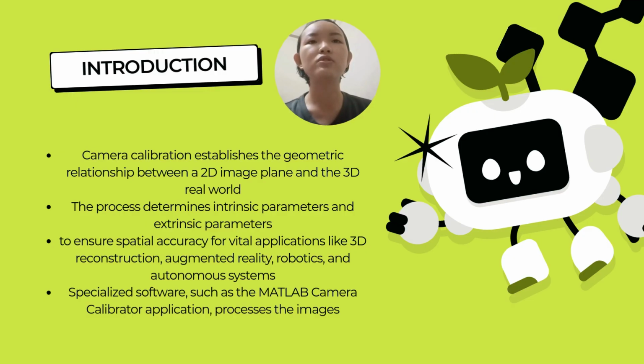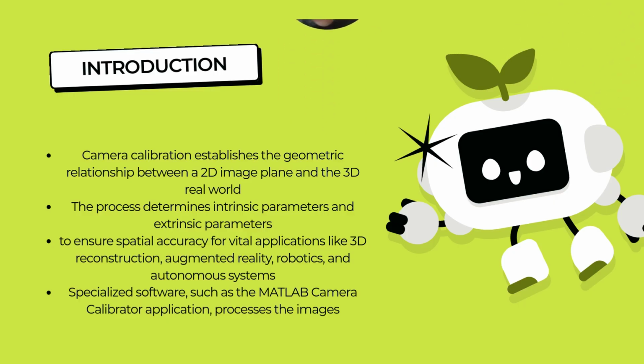A 9x7 checkerboard pattern with 25mm squares is provided, and processing them using specialized software, that is the MATLAB Camera Calibrator application, to calculate these parameters and distortion coefficients. This process enhances the reliability and precision of the entire vision system, which is paramount in applications where consistency and accuracy are critical.